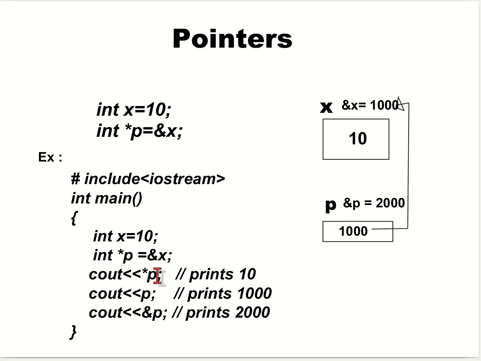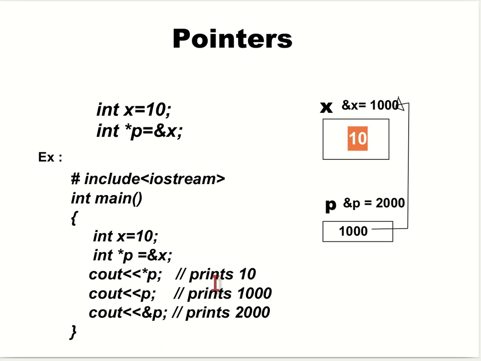Cout star P. Here the star is a dereferencing operator which produces the output from the pointed address, the value from the pointed address. So P is pointing to what? 1000. So 1000 means this location, and star P returns the value inside that location. So what will it print? It will print 10.